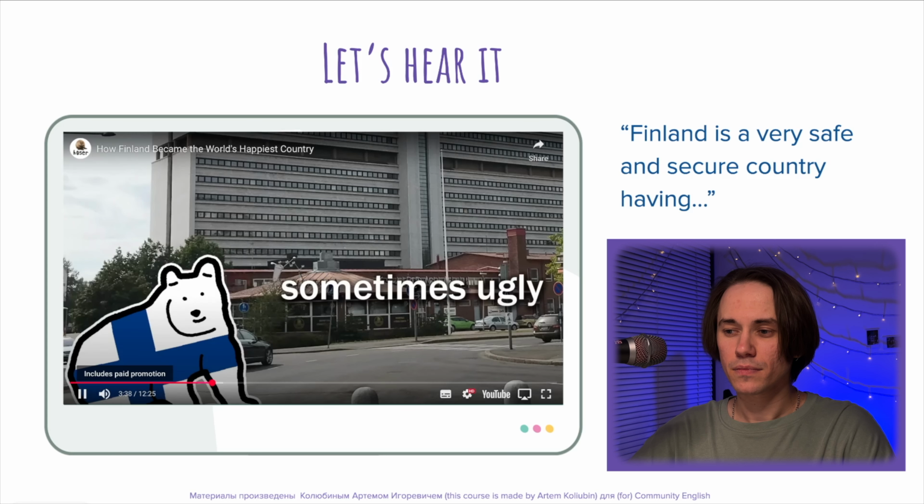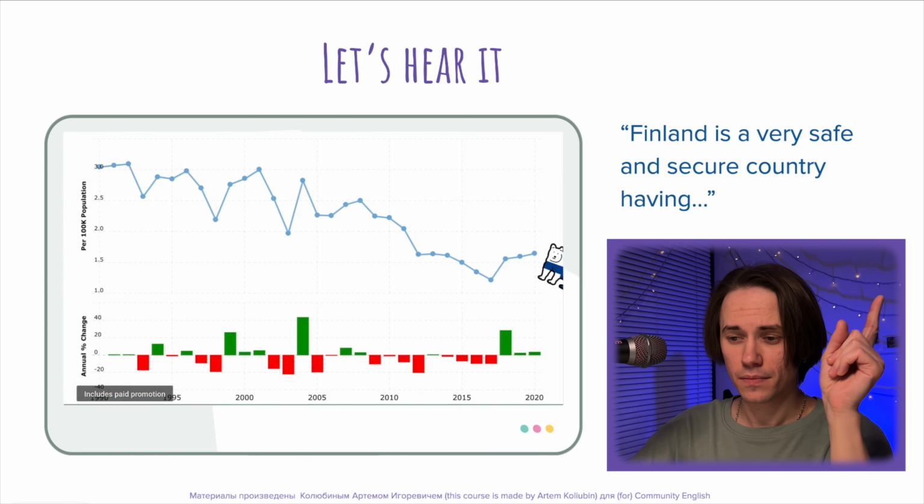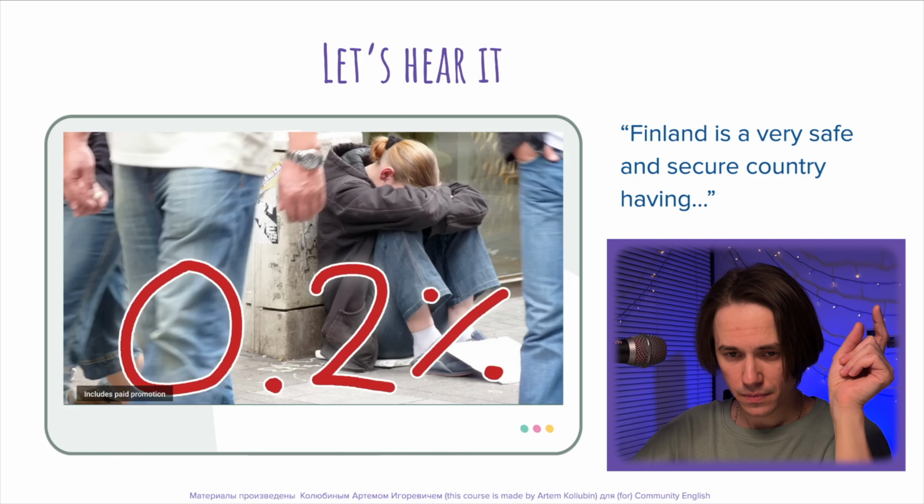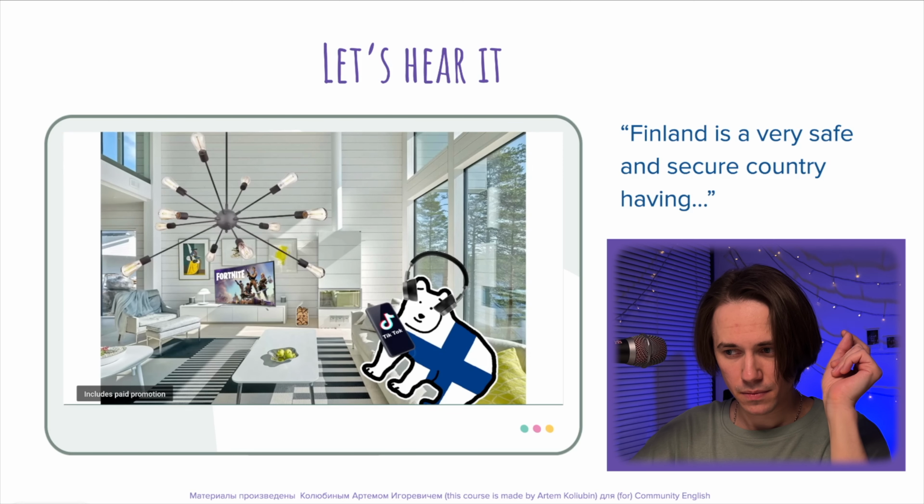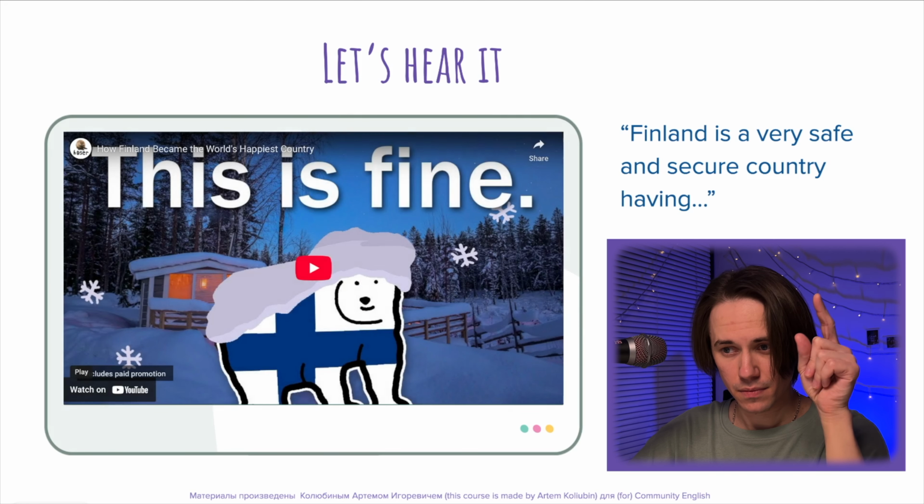Finland is a very safe and secure country, having their crime rate since the 90s, having a 0.2% poverty rate, 100% electricity access, and a very long life.